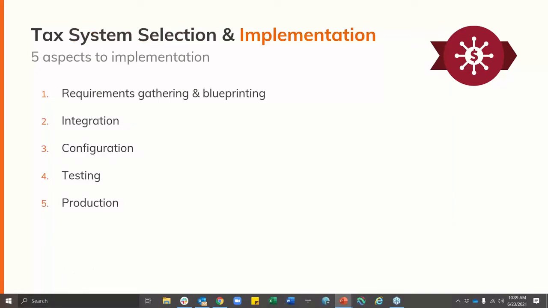So again, there's really 5 aspects of implementation, right? What do you need? How can you map it out? Will it integrate well with what you already have? Is it easily configured, or do you need to hire somebody to come help you?